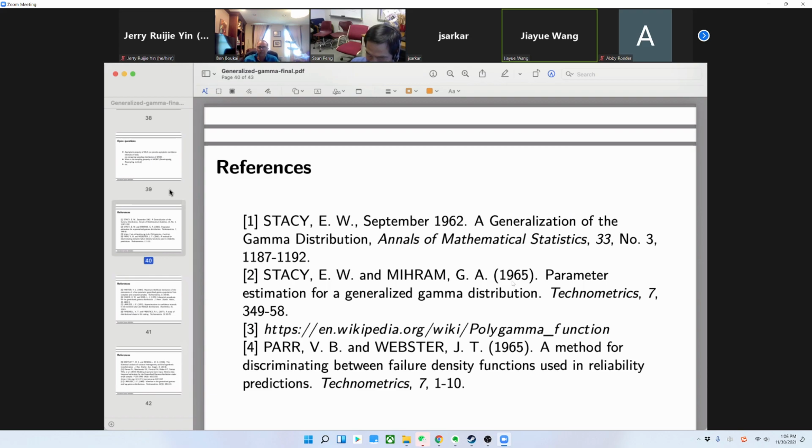So I would like to have a systematic introduction for the gamma distribution.